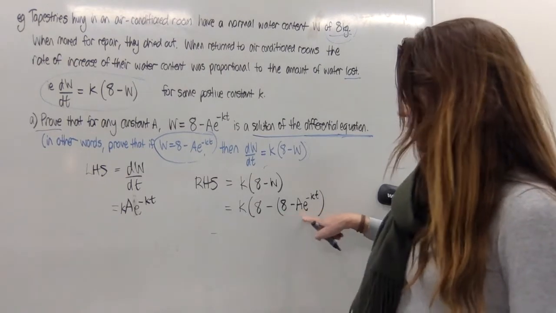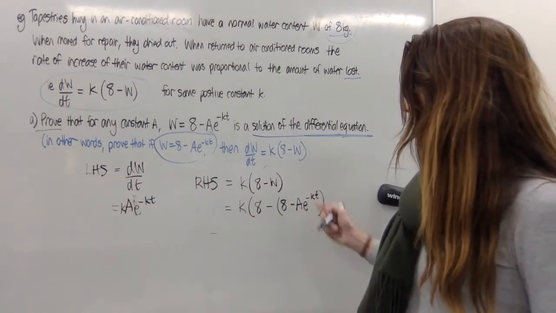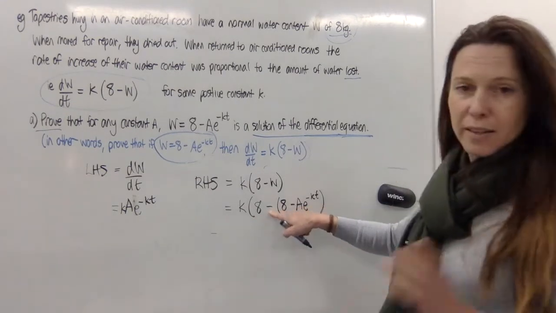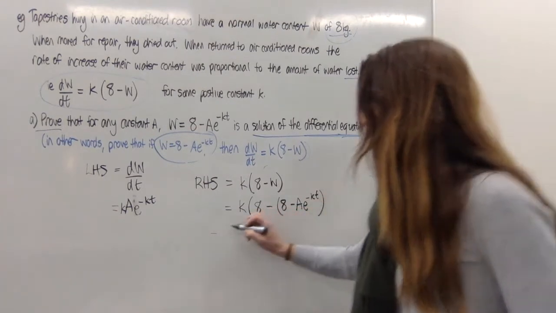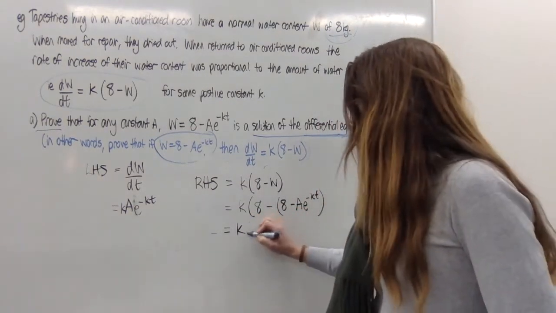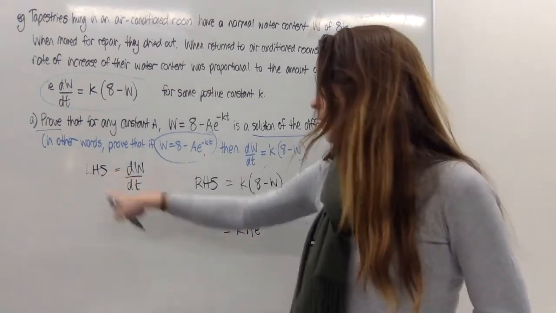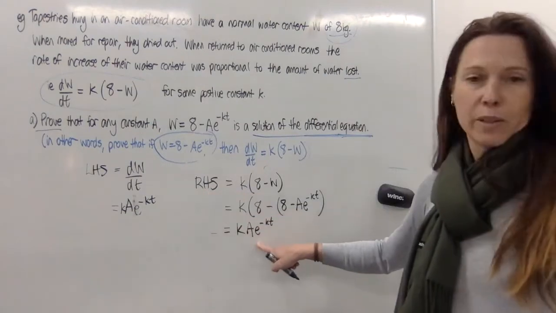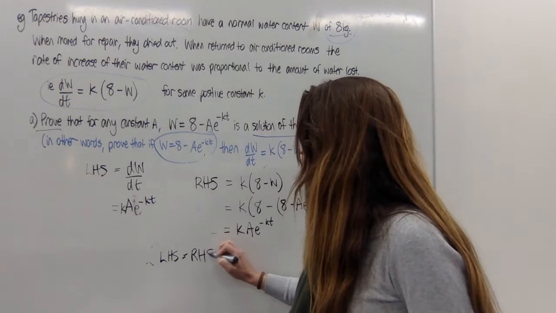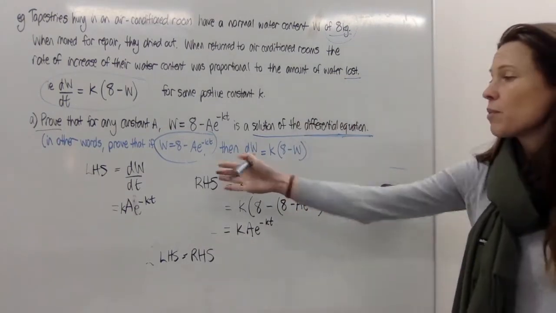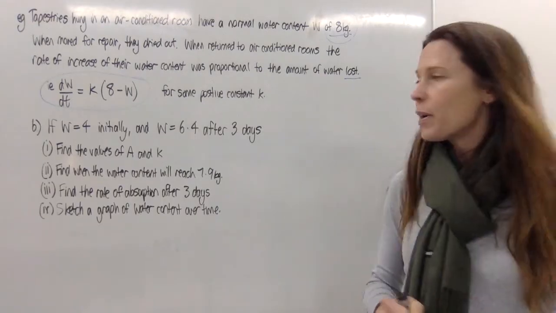And now carefully expanding our brackets, we've got 8 minus 8 in there, so that's 0. So we've got k multiplied by, now don't make a sign error here, negative a e to the minus kt. So we've actually got k multiplied by a e to the minus kt. And at that point you can say, well, the left-hand side was this, and the right-hand side was this, therefore the left-hand side equals the right-hand side. And that's a perfectly good way to set it out as well, and perhaps a little bit more straightforward if you prefer that style.